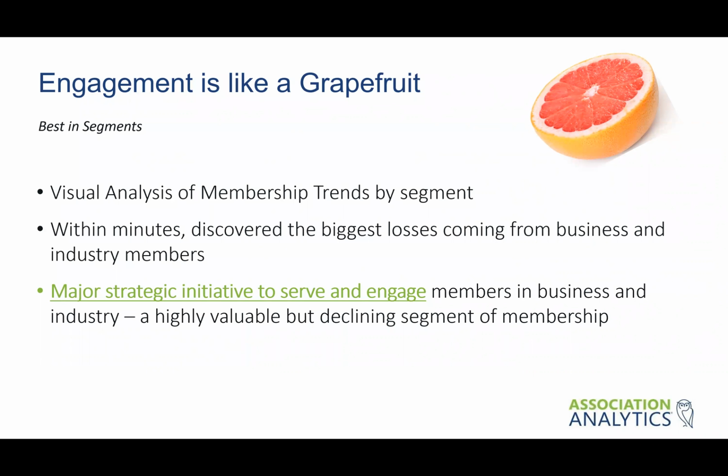Within minutes, they discovered the biggest losses were coming from the business and industry members. And they were able to do this by drilling down in the visualization that I had showed you. And then a major strategic initiative, to serve and engage members in business and industry. So that's where their focus went.